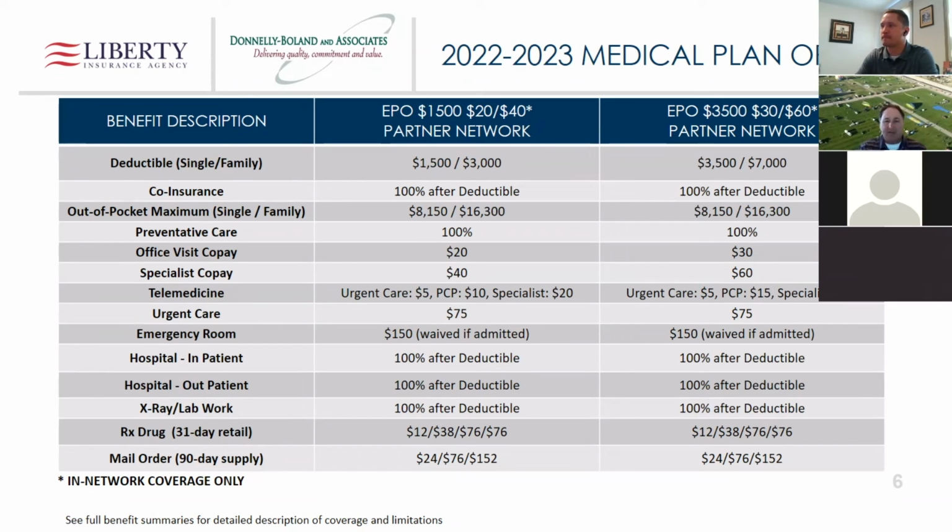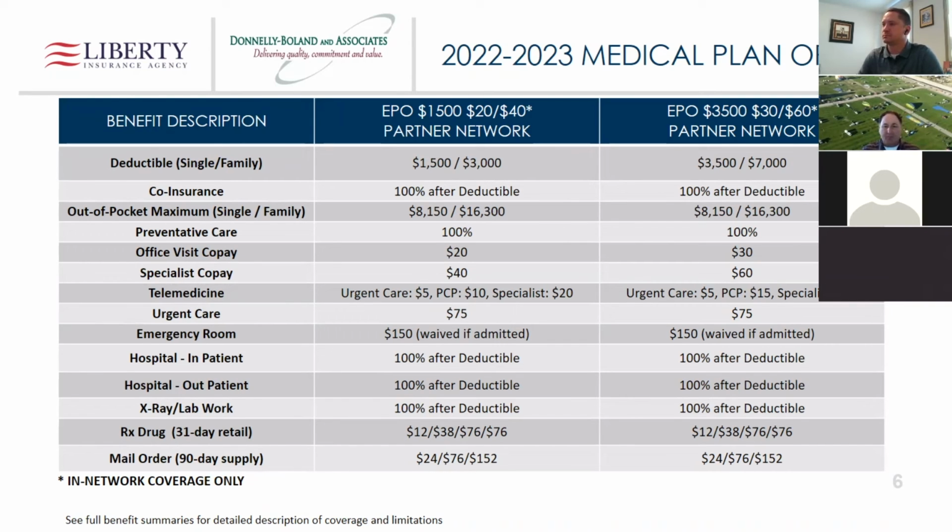In the first plan, the deductible is $1,500. The coinsurance is 100% after deductible. So it would be virtually impossible to get to $81.50. Your preventive care is covered 100% in either plan. Office copays, $20 and $40 for specialists. On the $3,500 plan, it's slightly higher, $30 and $60.